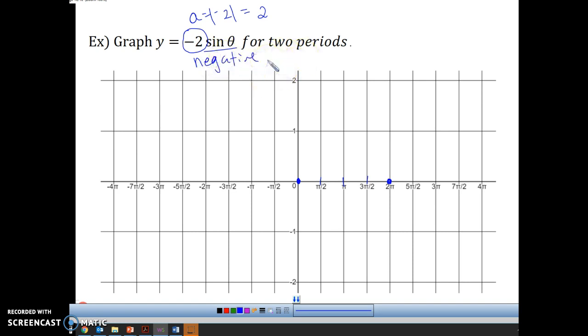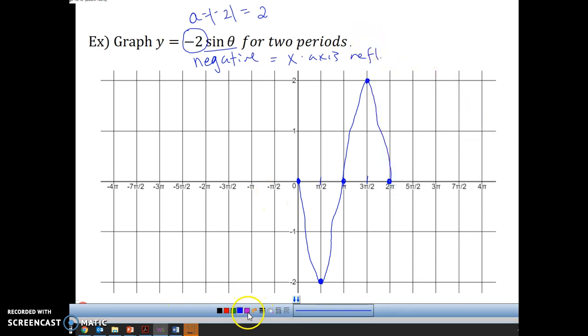This causes x-axis reflection. So what we have is a minimum first. So I'm going to go down instead of up. I'm going to go to -2. My next point will be an intercept, and then I will have a maximum. So here is one period of the graph y equals -2 sine theta. Okay, that is one period.